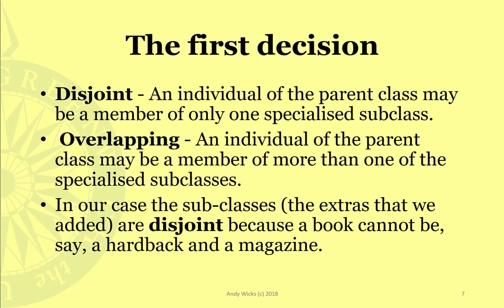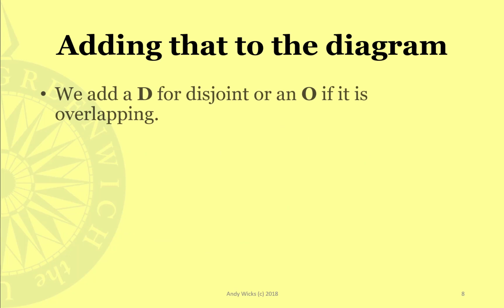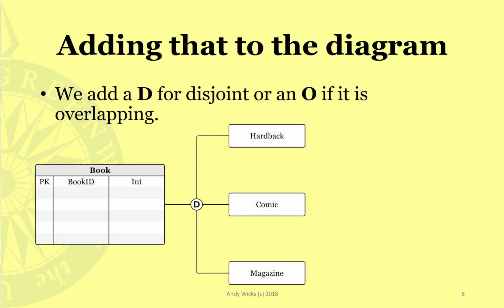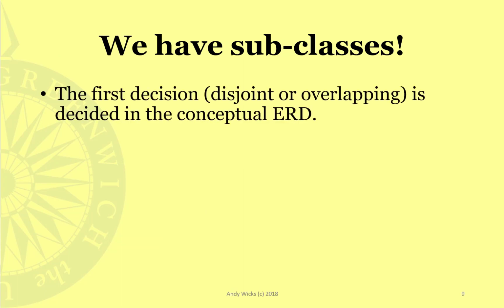These are disjoint entities. So let's add that to the diagram. We add a D for disjoint, or an O if it were overlapping. So in our case, we put a circle with a D in it where all the lines intersect. And that is our disjoint relationship. So we have our subclasses. The first decision, disjoint or overlapping, is made when we're in the conceptual ERD.